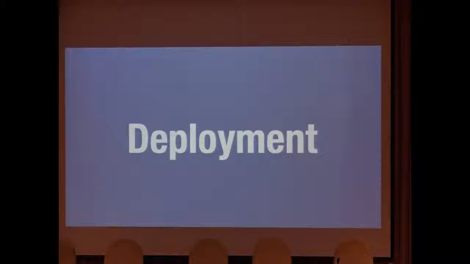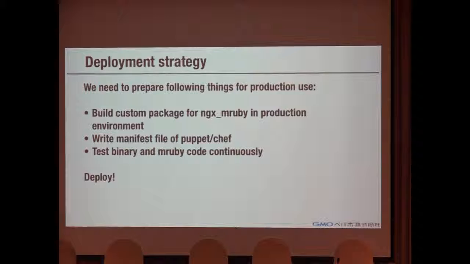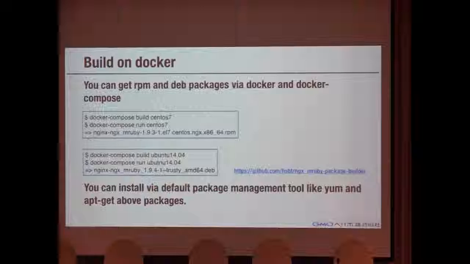The last topic is deployment. We need to prepare the NGINX mruby binary for our production use. We build the NGINX mruby binary with a Docker container and write this. If you use the CentOS distribution, invoke these 3 commands and you can get CentOS packages of NGINX mruby. And if you use Debian or Ubuntu, with these 3 instructions you can get our deb package.